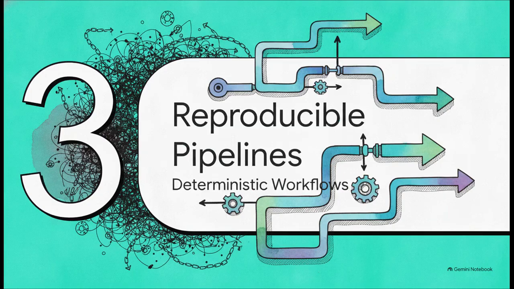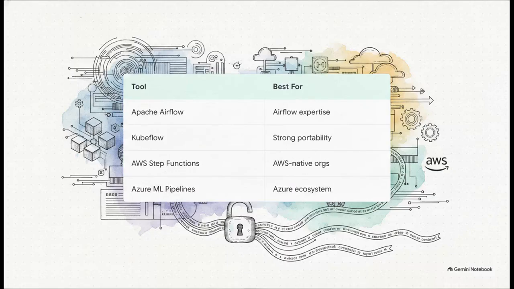Which brings us to our last bit of recap, Section 3, designing reproducible pipelines and engineering deterministic workflows. When evaluating orchestration tools like Apache Airflow, Kubeflow, AWS Step Functions, or Azure ML pipelines, keep in mind there is no single best option right out of the box. The right choice is going to depend heavily on your team's existing cloud footprint and infrastructure expertise. But whether you go with Kubeflow for its Kubernetes portability or AWS for serverless orchestration, the golden rule remains the same. Configurations must always be externalized and never hard-coded.